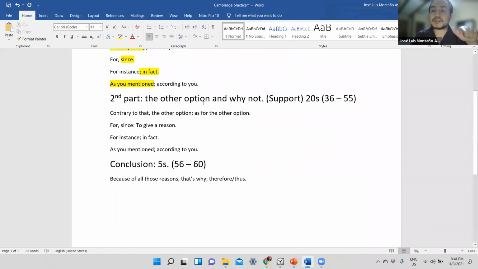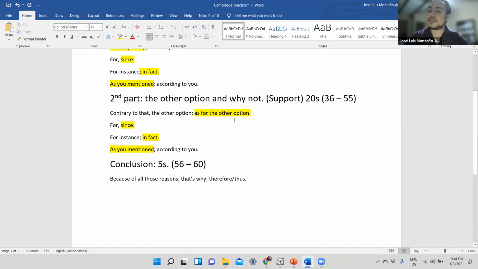The second part is the other option, right? Why not? And you have to support that one as well. And it's going to be like this. Only this one. As for the other option, all right? Here, of course, we're going to keep using since, okay? In the next one, we're going to use for to see the difference. Also here, only in fact. And finally, as well, as you mentioned, all right? The next one is going to be for the other expression.